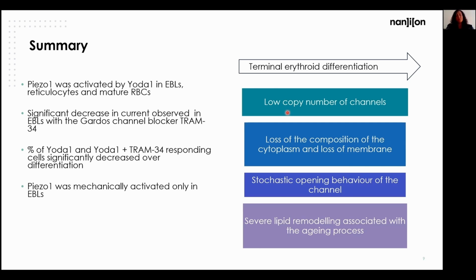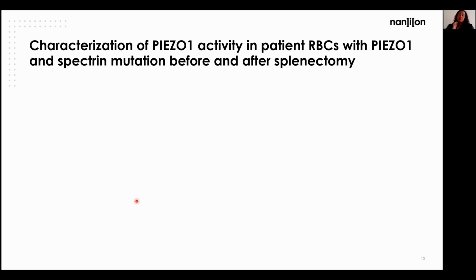Low number of copies plus random opening of the channel can also lead to a low percentage of responding cells. And then there is a severe lipid remodeling associated with the aging process. Since we know that Piezo is highly influenced by the lipid environment, this can also explain why our setup for mechanical stimulation was not able to activate red blood cells.